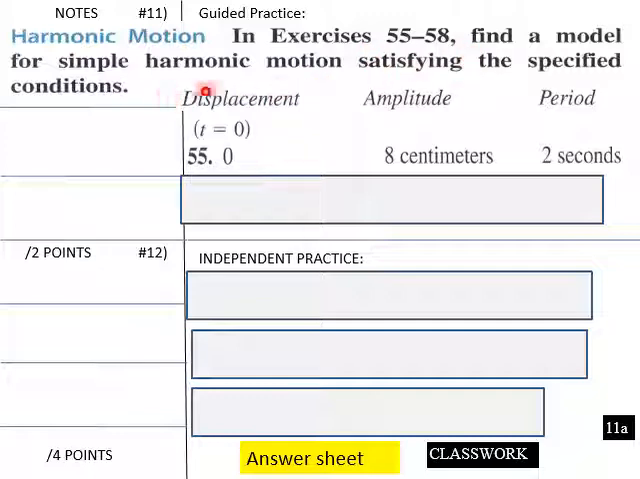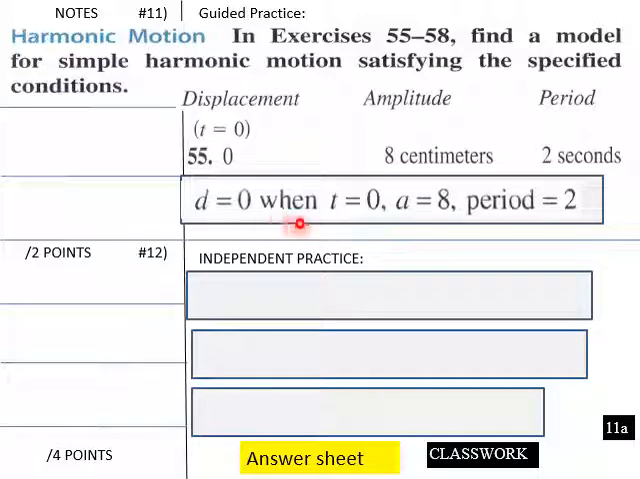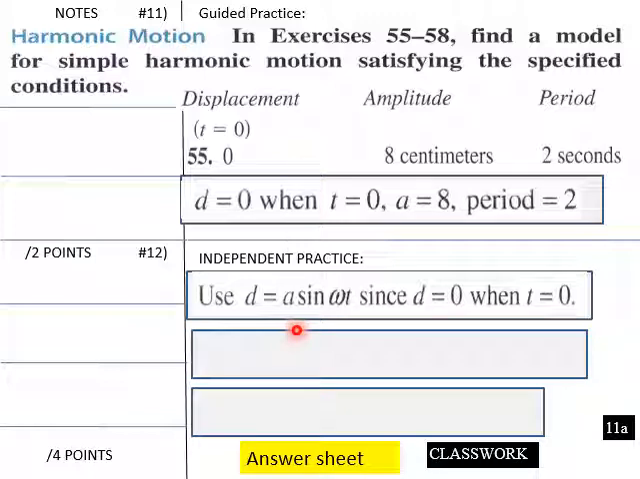Find a model for simple harmonic motion satisfying the specific conditions. The displacement when time equals 0 is 0, the displacement amplitude is 8, and the period is 2 seconds. So d equals 0 when t equals 0, and a equals 8, and the period equals 2. So we've established that, and we use d equals a sine wt.